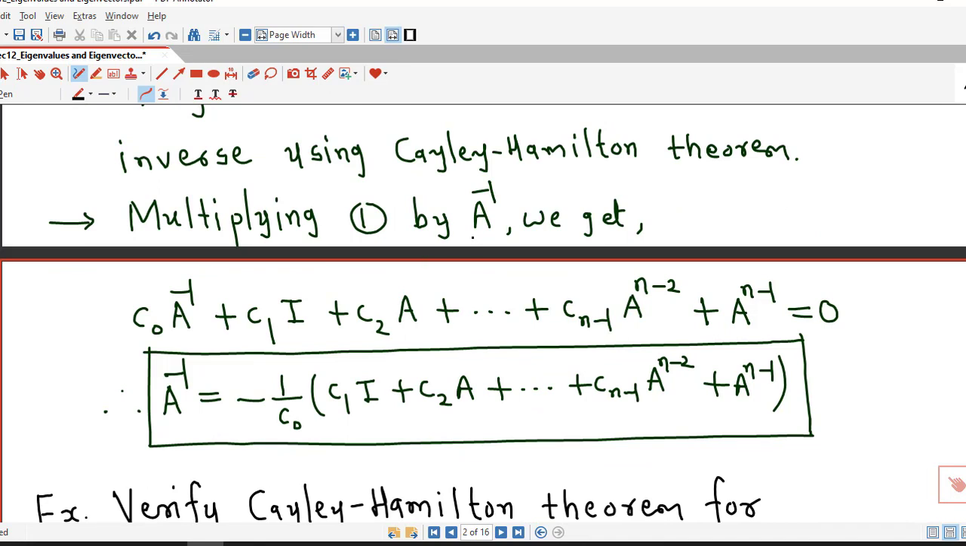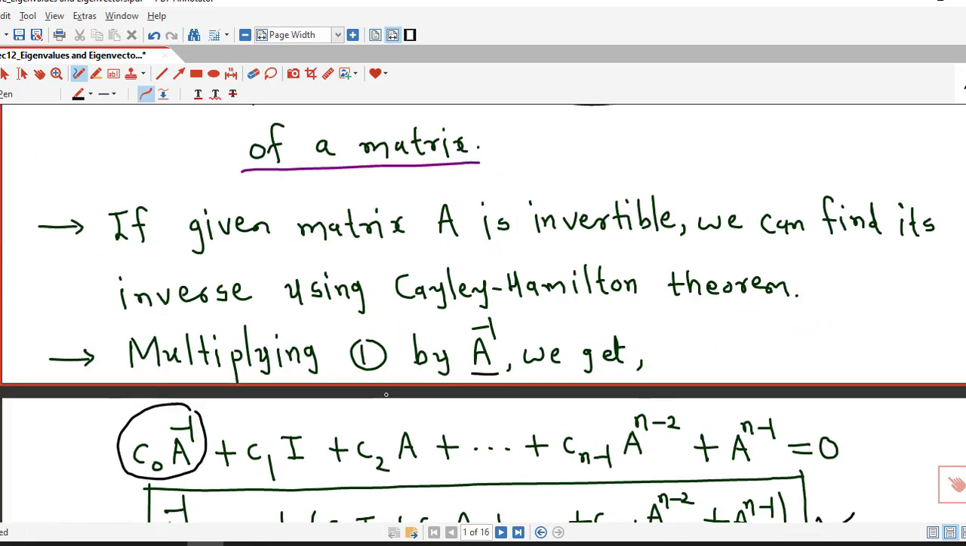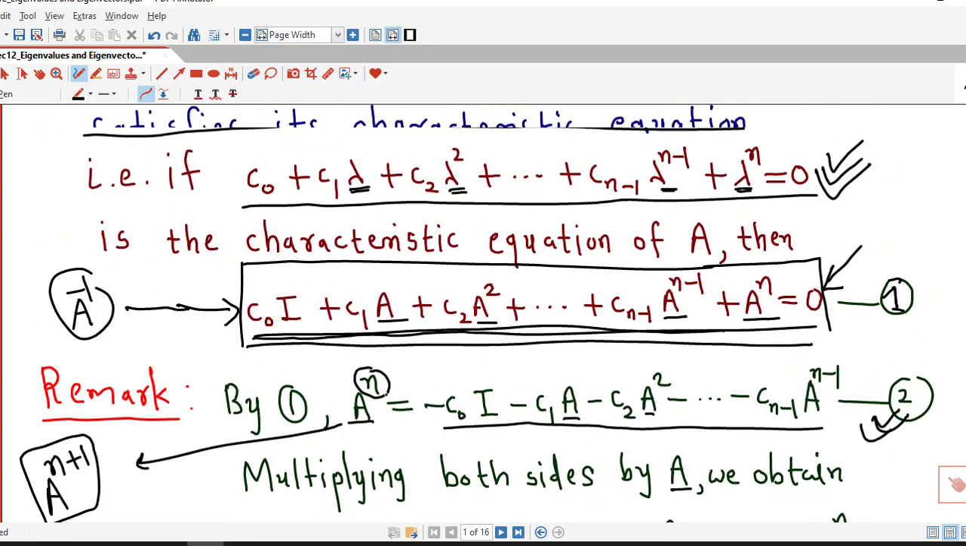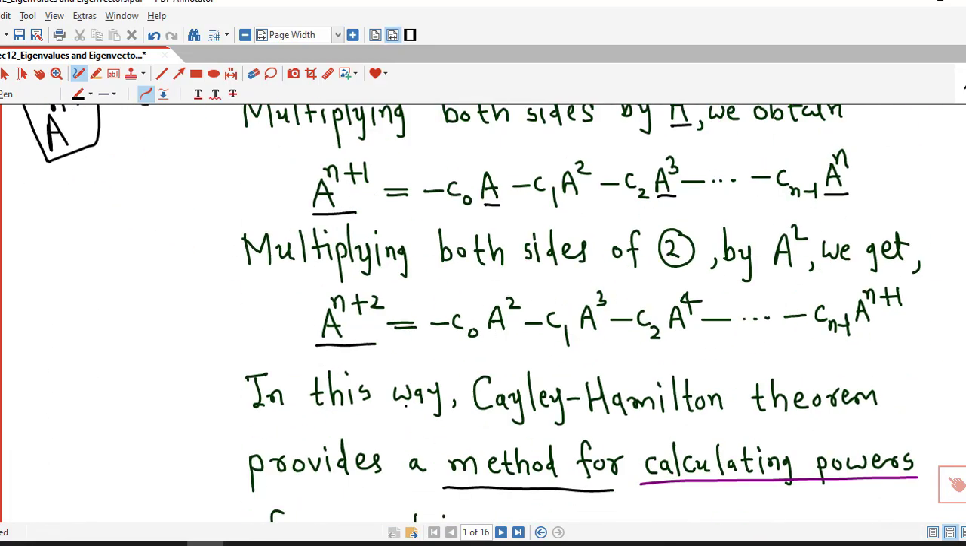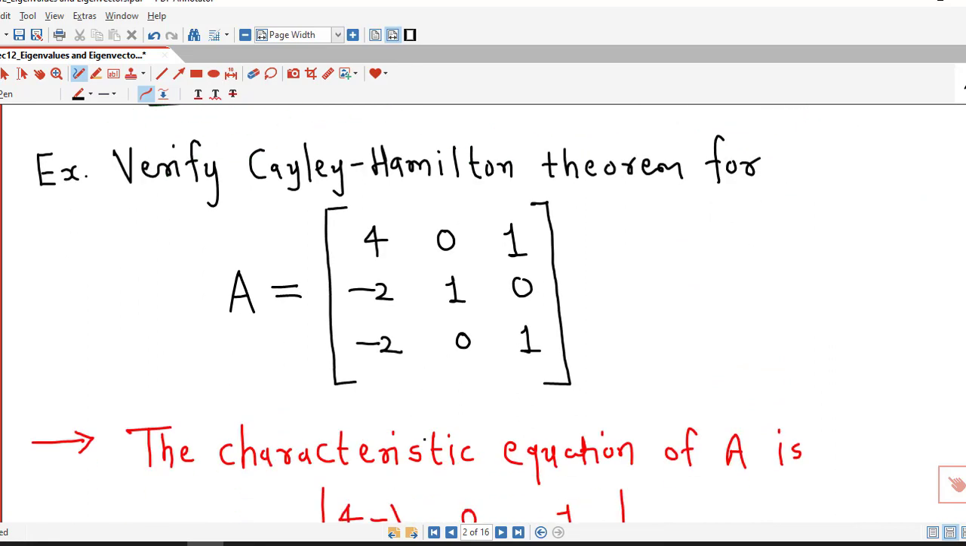So multiplying equation 1 by A inverse, we obtain this equation, and we can find out A inverse by taking all other terms on the right hand side. And if this C0 is non-zero, if A is invertible, then C0 will always be non-zero. So we can divide this by C0 and we can find out A inverse using this formula. So in this lecture we will discuss all these things, that is, how to find out powers of a matrix.